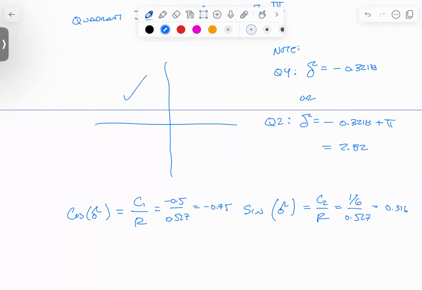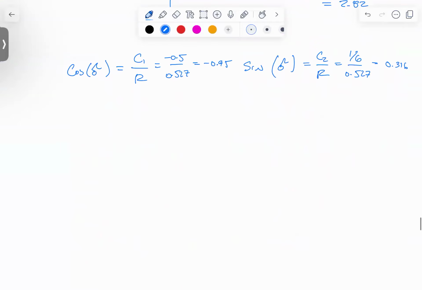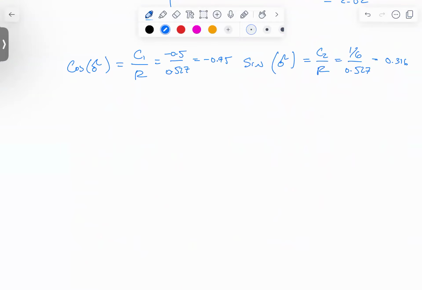So I want to make sure that everything lines up. We are clearly in quadrant 2, which means that I do need to add pi for the proper shift. And that's the only tricky part, which is why I wanted to do this. So finally, that means u of t can actually be written as 0.527 cosine of 6t minus 2.82.